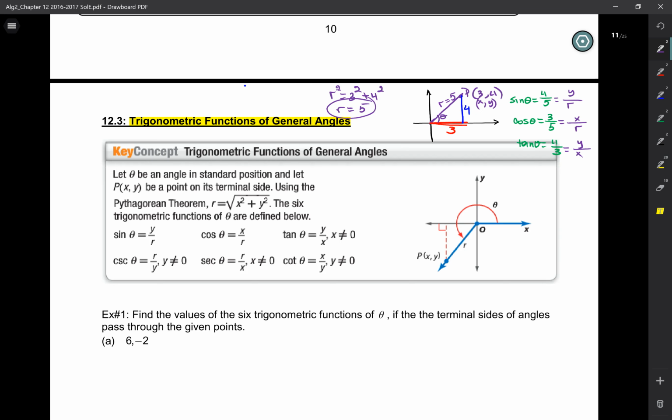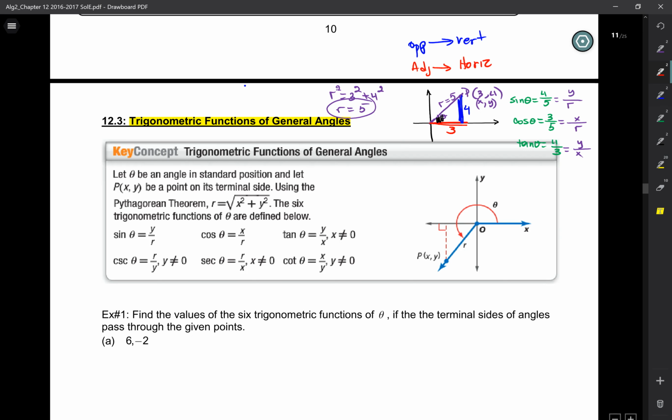What's more useful is, because I always have my angle oriented like this from the x-axis up, what's the opposite side always going to be? If I say opposite side, is it always going to be the vertical, the horizontal, or the radius? It's always going to be the vertical. So opposite is always going to be the vertical. Well, then what's adjacent always going to be?